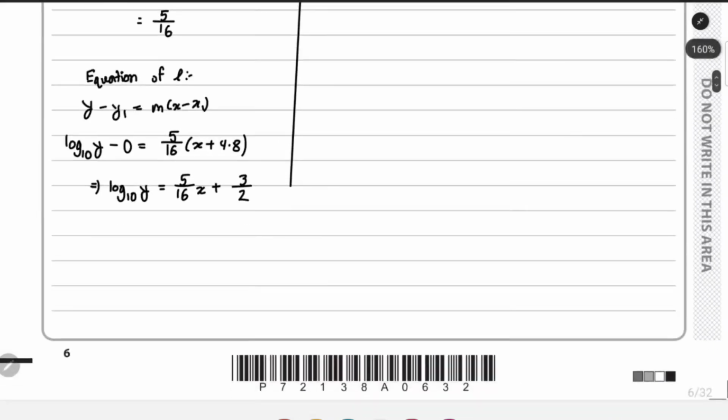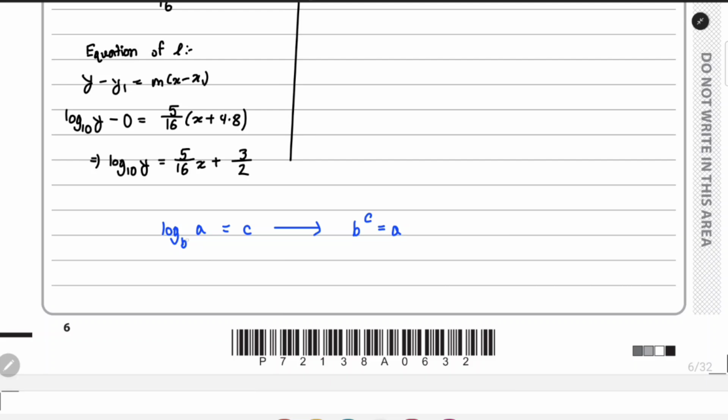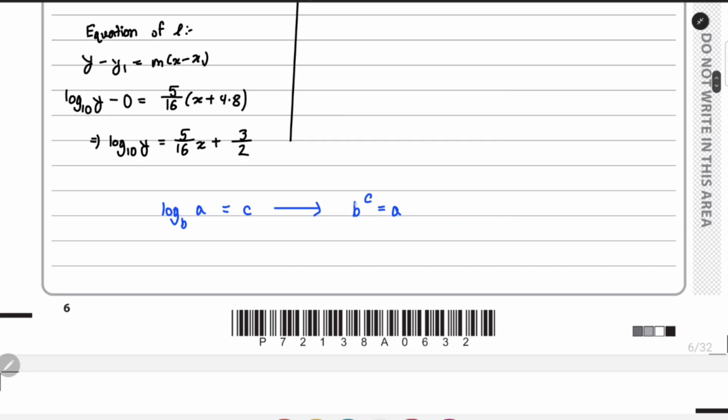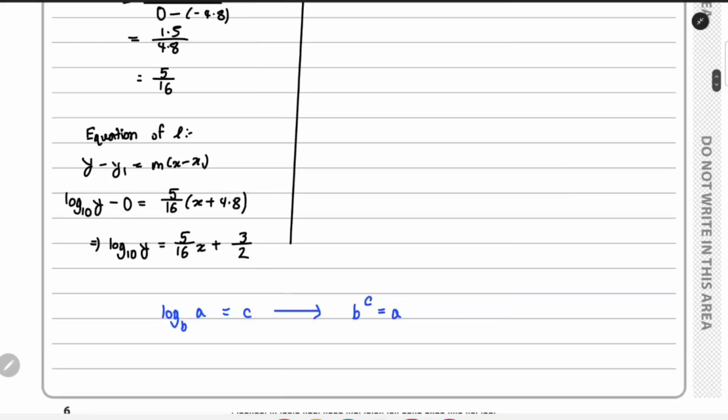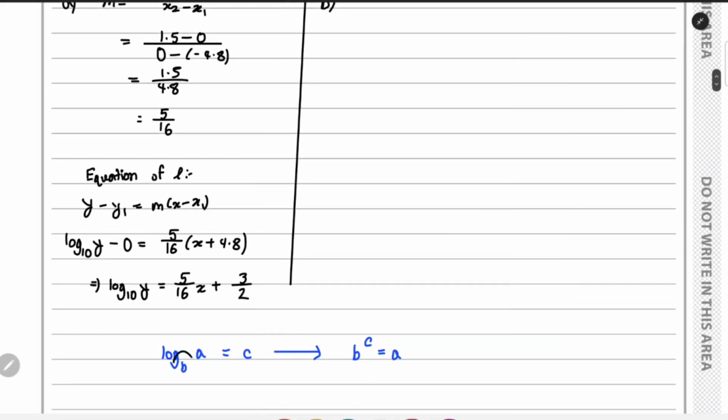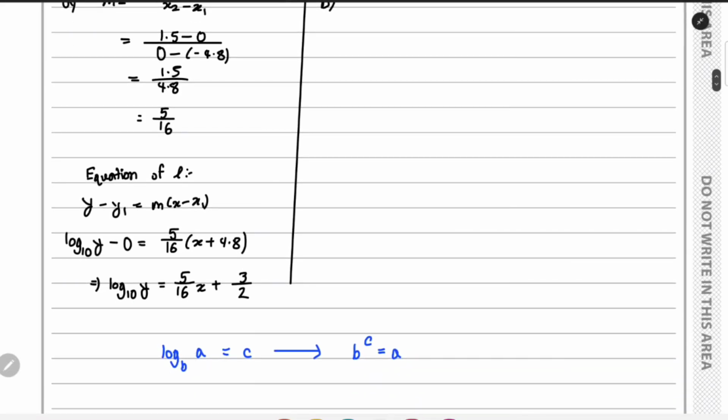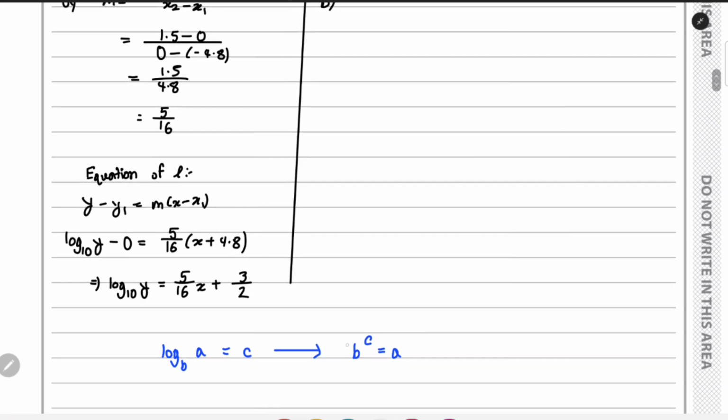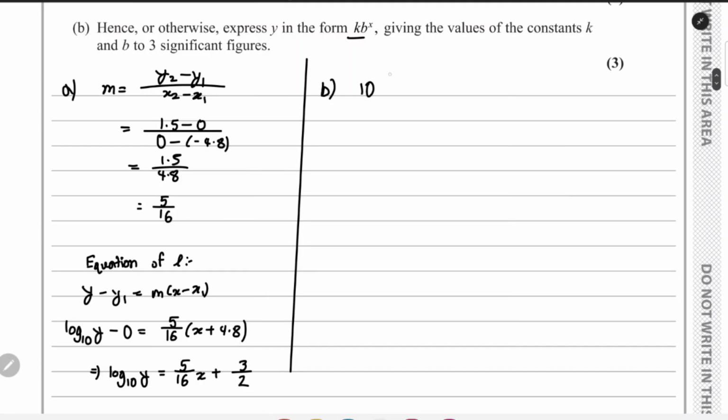Now I can break this log down. So I'll use this law for logarithms. Log A base B being equal to C is basically the same as saying that B to the power C is equal to A. So in this case, we have log base 10 of y, which is equal to C. So the value B is 10. So 10 to the power 5 by 16 x plus 3 by 2 will be equal to y.